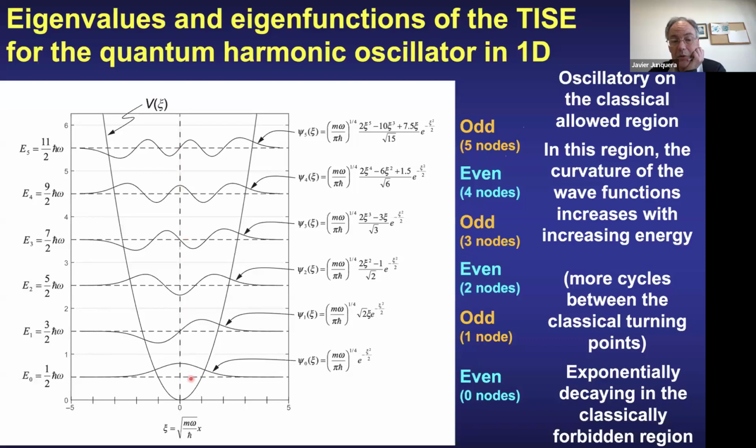So we can see how if we increase the energy, we observe more cycles between the classical turning points that are located here at the crossing point of the energy with the potential. And then the quantum wave functions decay exponentially in the classically forbidden region. So this is another important difference with respect to the classical solutions.